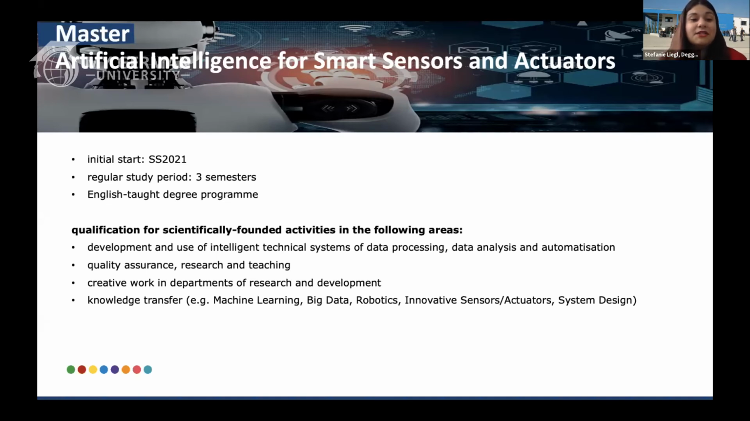There are many scientifically founded activities in the study program. So we are focusing on quality assurance, research and teaching as well, creative works in departments of research and development, and also transferring knowledge in vital topics such as machine learning, big data, robotics, and so on.